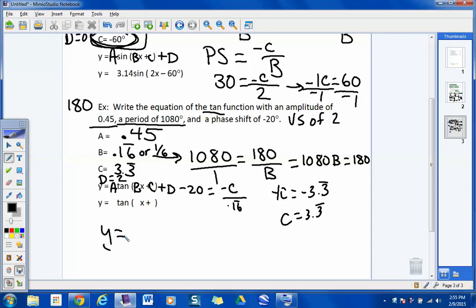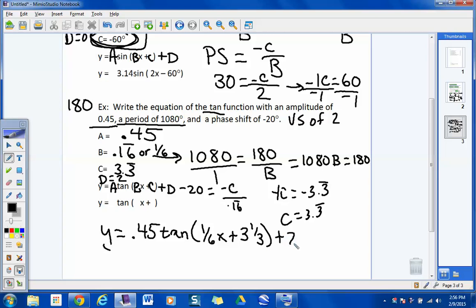Okay. 0.45. Go ahead, Cole. Tangent, and then in parentheses, isn't it 1/6 x plus 2? Or is it 3.3? Plus 3.3. Nope, you're good. 3.3. And 3.3 repeating is really 3 1/3, isn't it? Okay, I want to show you something real quickly when I get done with this. And then finally, the D value of what? Plus 2.